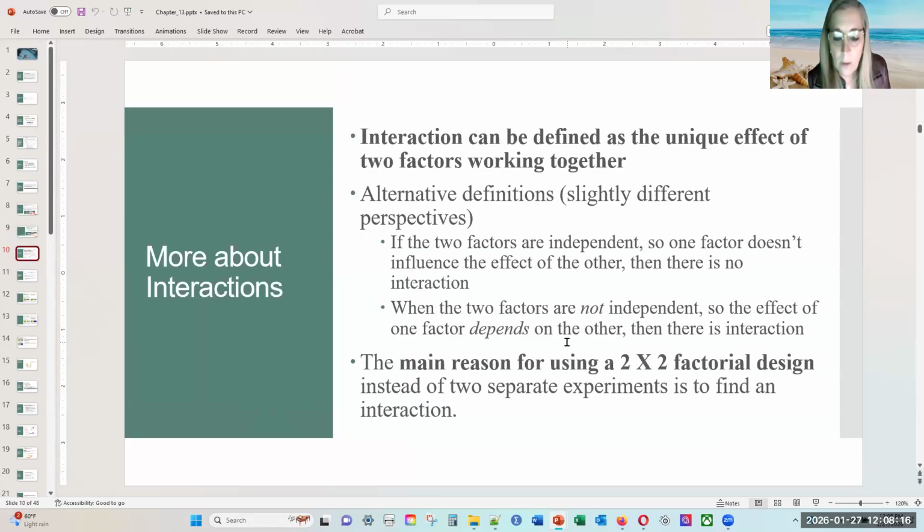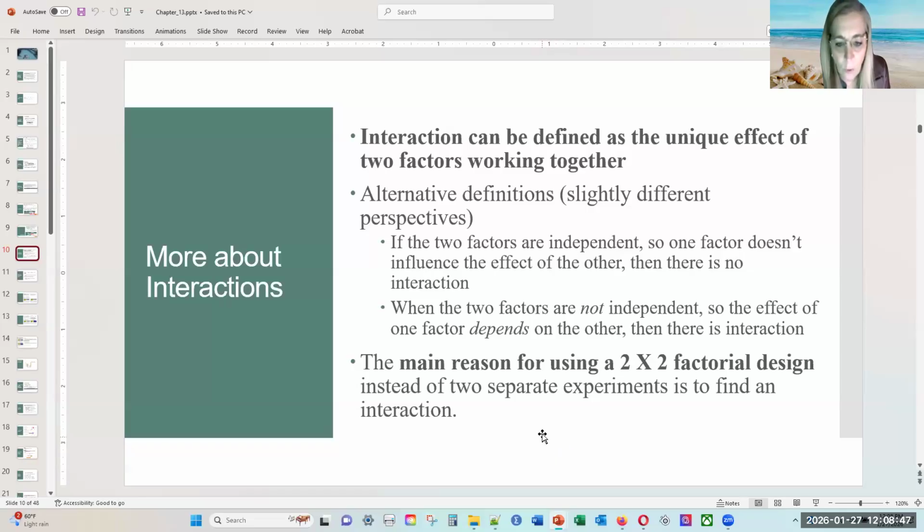All right, so an interaction can be defined as a unique effect of two factors working together. When we think about real life and events that occur, usually when something happens, it's not the fault of just one thing. It's not the result of just one thing happening. Usually it's a combination of things that cause an event to happen, right?